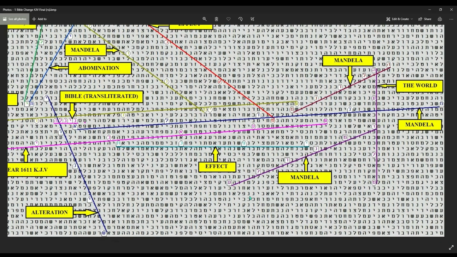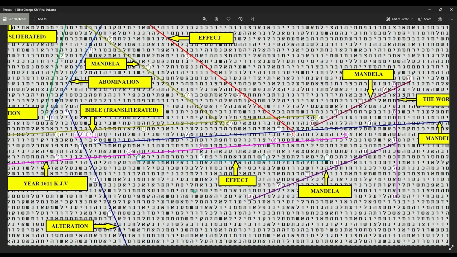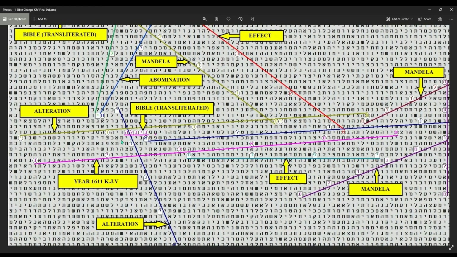Moving further over, this is where we get more into the Mandela side of things. Here was the word Mandela. We have the word Mandela, we have the word effect, and we have the world, showing that the world would know this thing as the Mandela effect. Moving over, we also have the word alteration, going all the way across as well, on the transliterated word again, Bible.